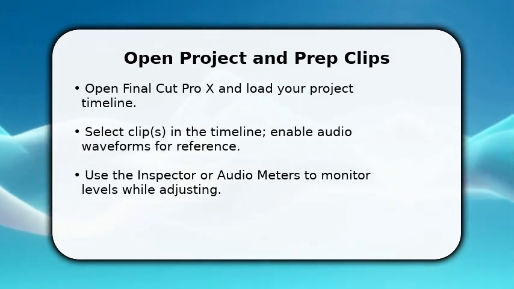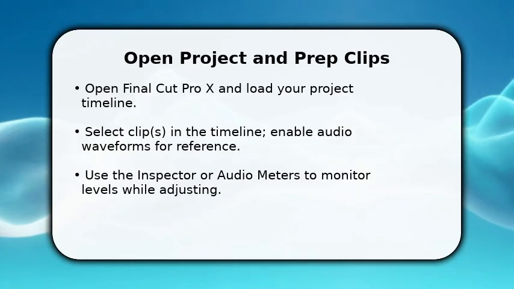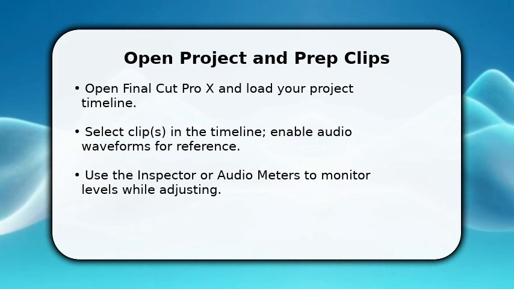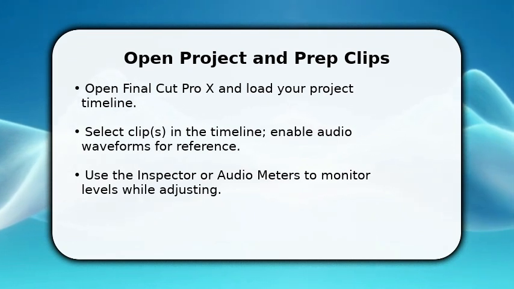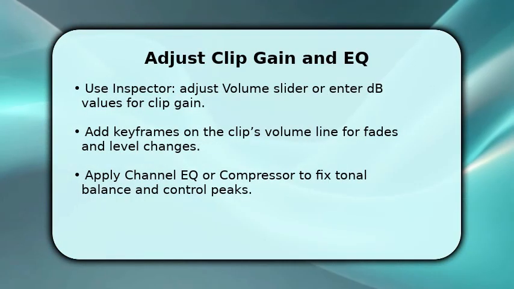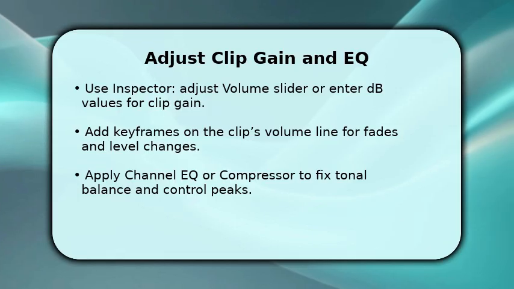Use the audio meters to watch real-time levels as you make changes. This helps prevent clipping. Now move to the clip level controls to set a baseline volume before fine-tuning with keyframes. Start by raising or lowering clip gain in the inspector using the volume slider or typing a specific dB value. This changes overall loudness without altering effects.